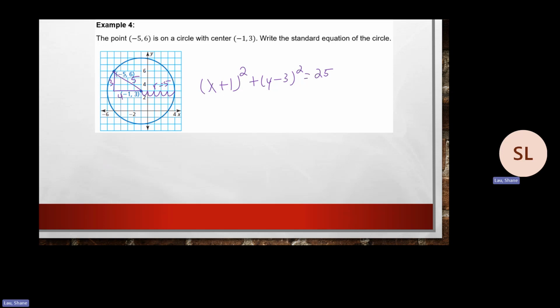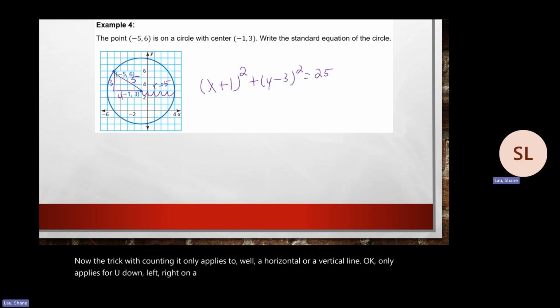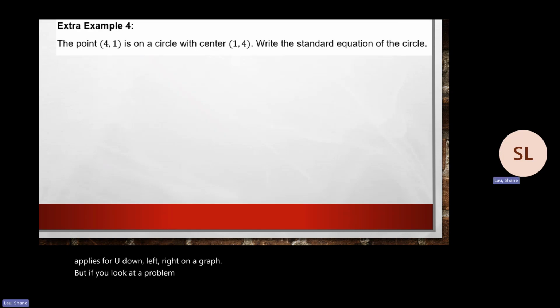Now, the trick with counting only applies to a horizontal or a vertical line. Okay, it only applies to up, down, left, right on a graph. But if you look at a problem like extra example 4, we can't do that. We don't have that trick. We don't have a circle here. We don't have a graph.